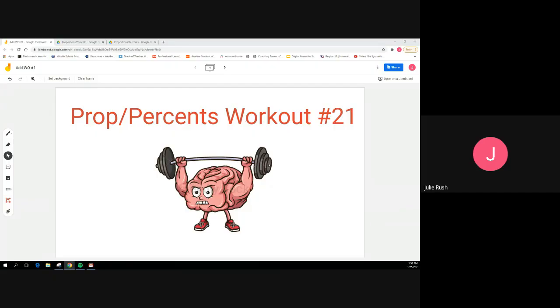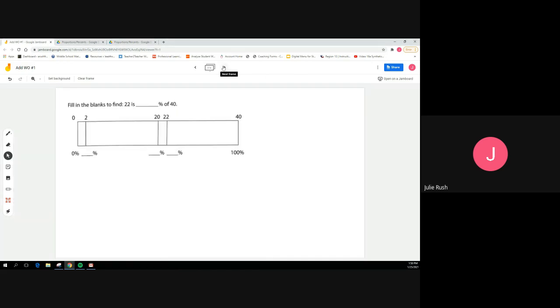Let's get started on our proportion and percent workout number 21. Today we have 4 different problems using percent bars or strip diagrams or double number lines or whatever you want to call them. They're called all kinds of things.